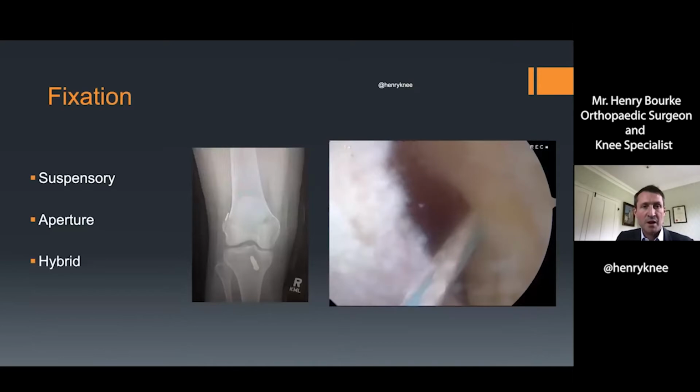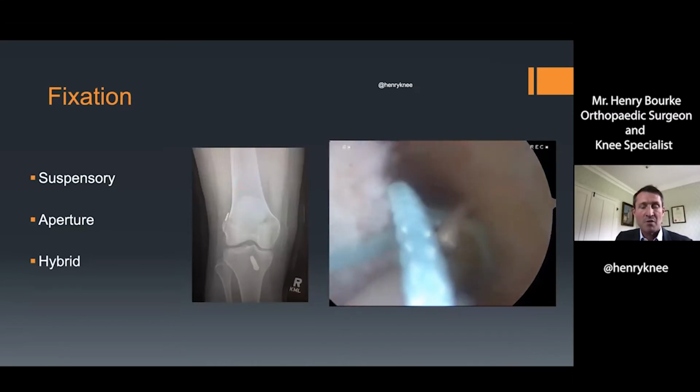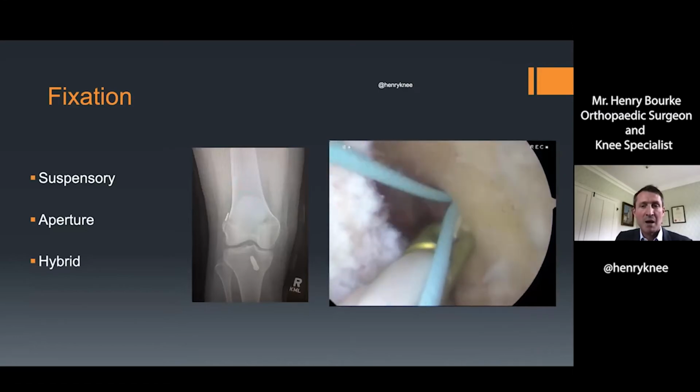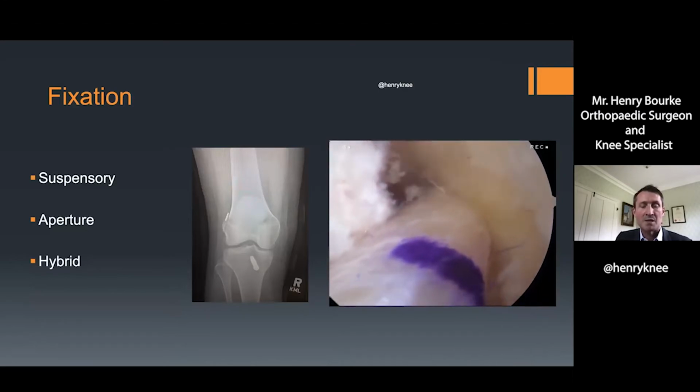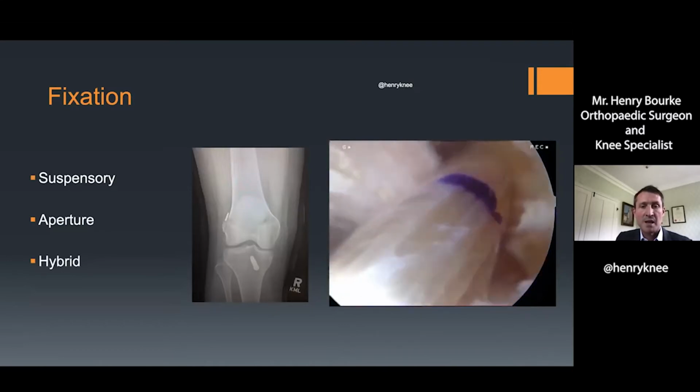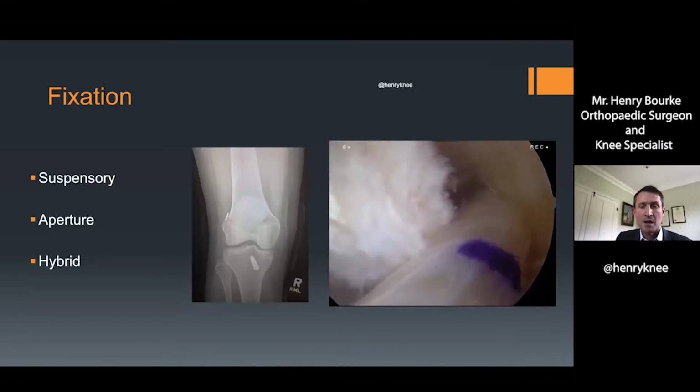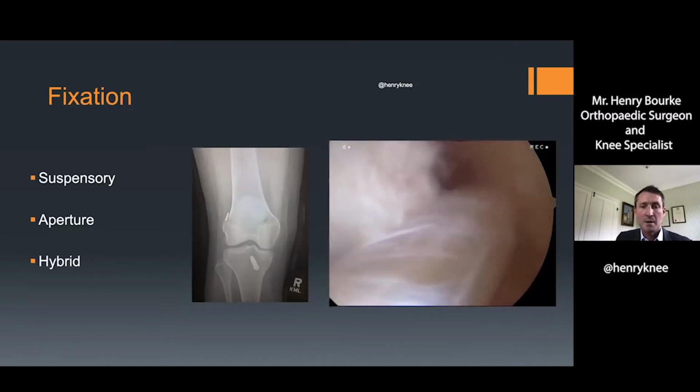The fixation varies according to where you are in the world and what your own personal preference is. The different types are suspensory, where a button will hold on to the graft; aperture, which is where you use a screw in the tunnel to hold the tissue in the tunnel, or a combination of both. And what you'll see here in the video on the right-hand side is there's the button. It's made of titanium, pulling up the new ACL. On the left-hand side is the PCL, the posterior cruciate ligament. That's the new ACL, the ligament being pulled into place. When the pen mark disappears, it's in the right place, and it's fixed then and almost ready to go.